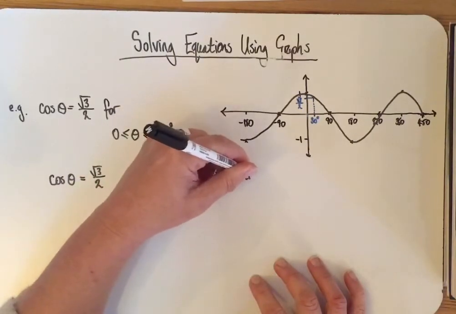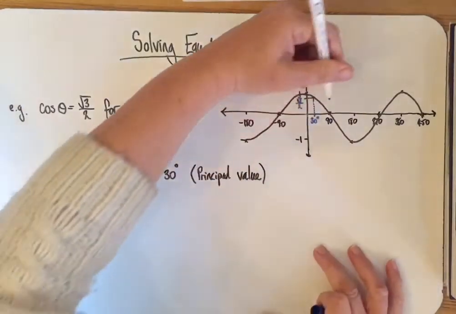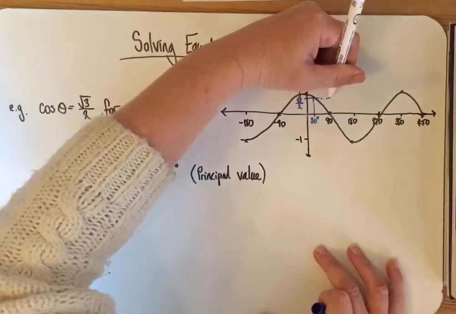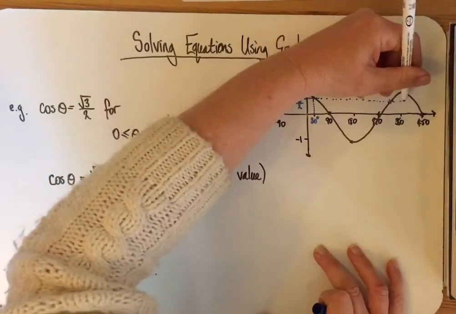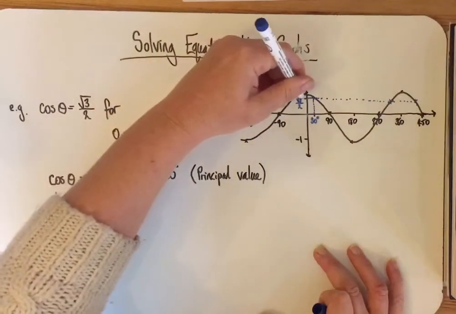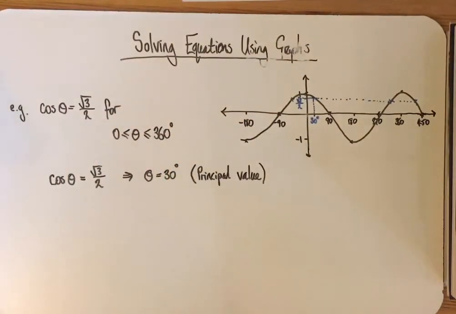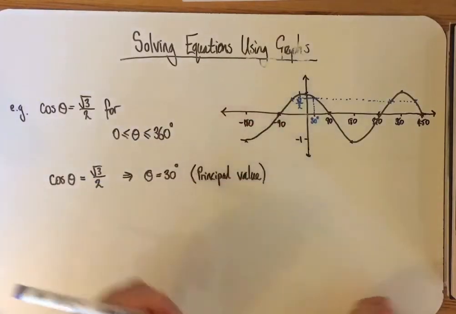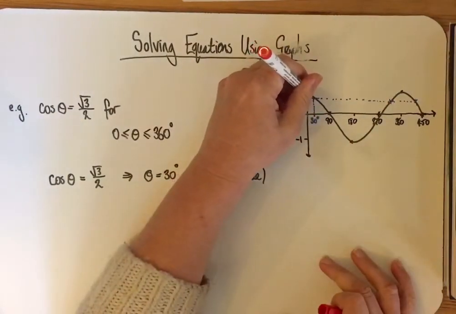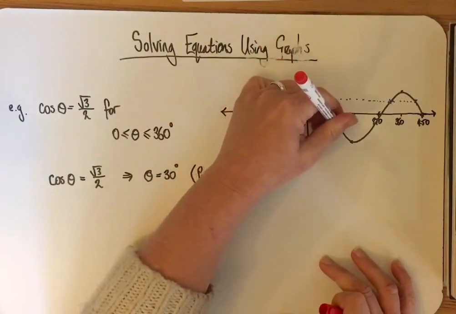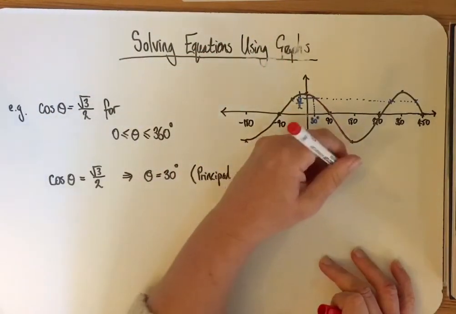Your calculator will only give you one value, but there's actually infinitely many places on this cos curve where cos theta equals root 3 over 2. So there's another one here, there's another one here, there's another one here, and so on. For cos, the principal values, we need to include the full range between 1 and minus 1. So the principal values that your calculator gives you will be between 0 and 180 degrees.